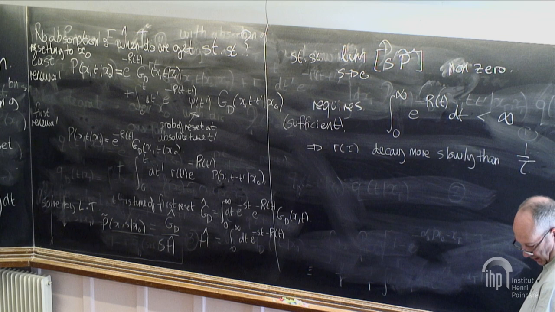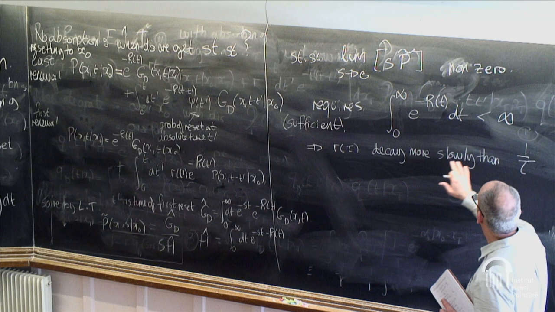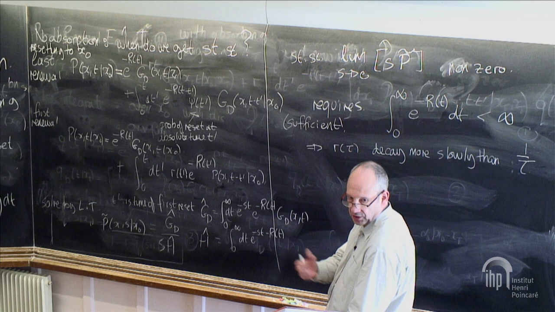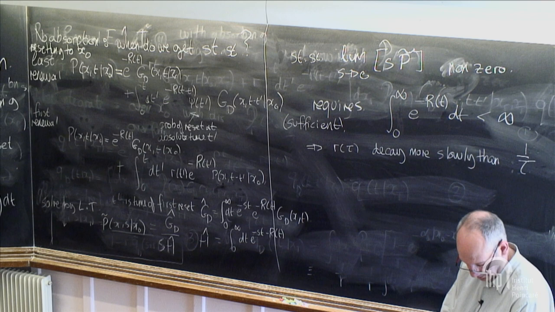Just to emphasize it, if it decays faster than this, then after a certain time, it's very unlikely that you'll get another resetting event. And what this leads to is that you don't get a stationary state. If it decays more slowly than this, then you always get resetting and you'll get a stationary state. And this is the borderline case.